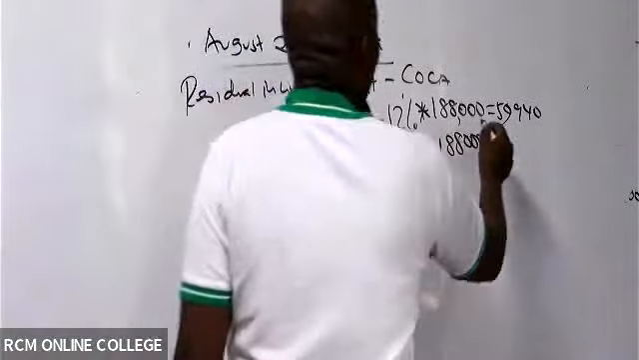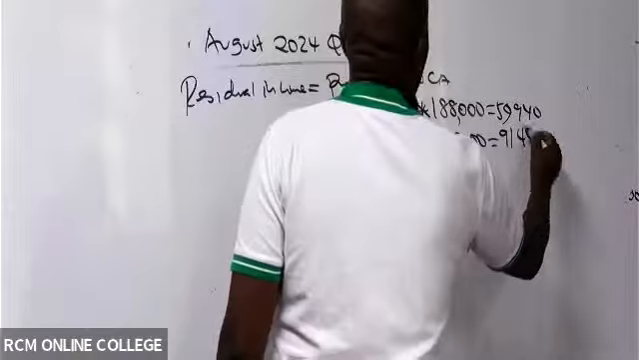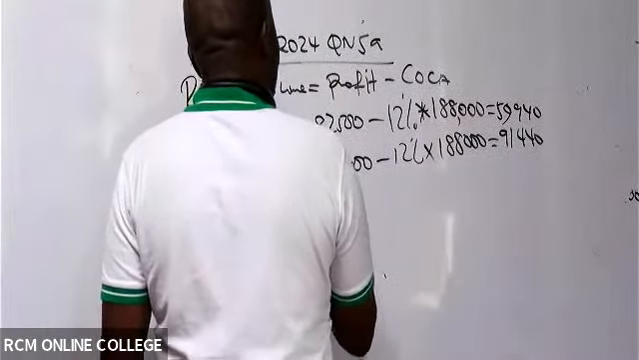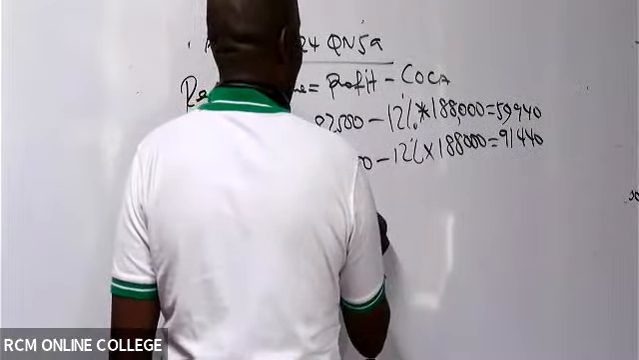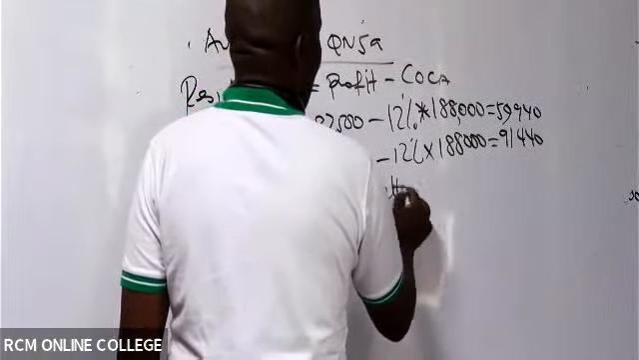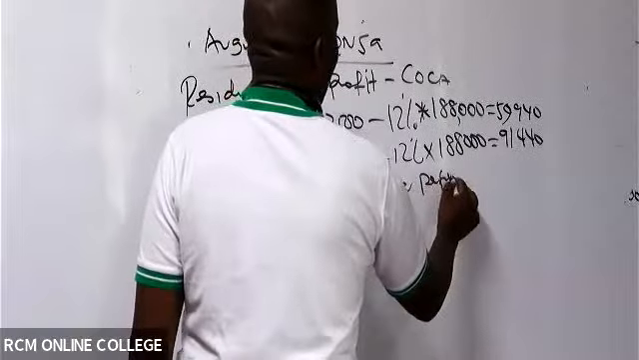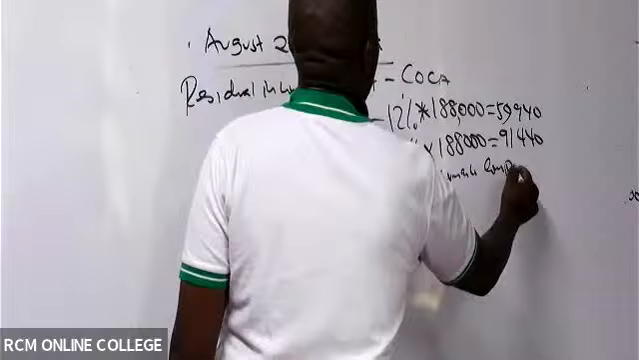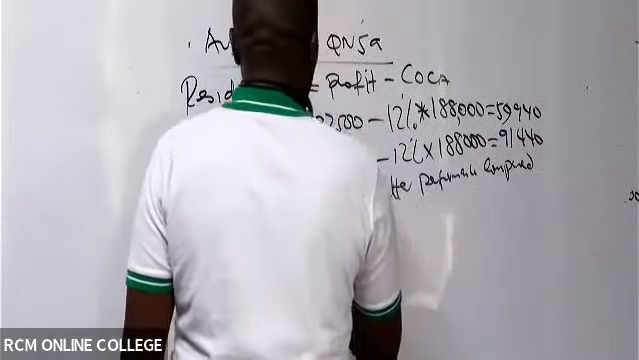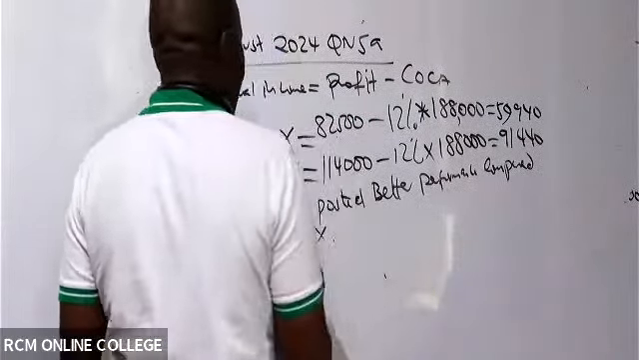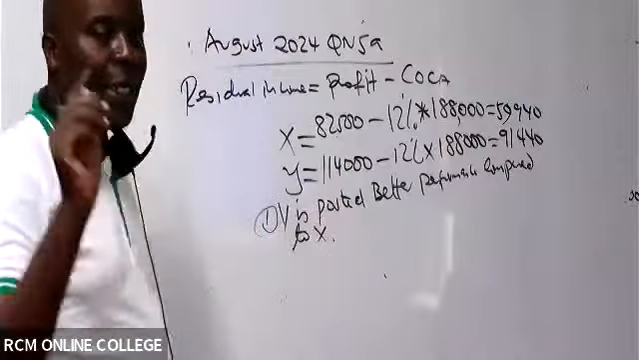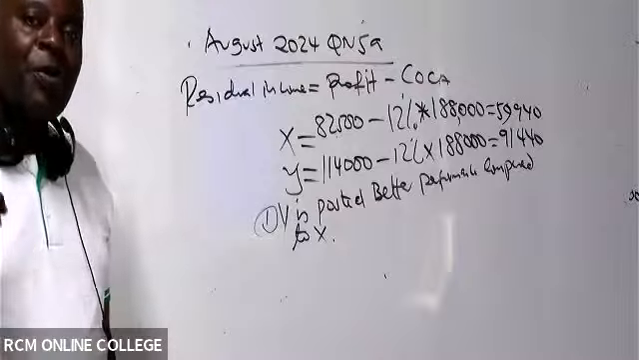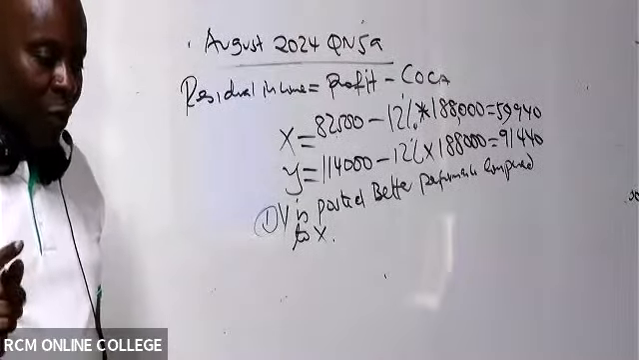91,440. So the first comment in terms of performance appraisal is to recognize the fact that Y posted better performance compared to X. Why? Because generally, just as it is with ROI, the higher the residual income, the better the performance.